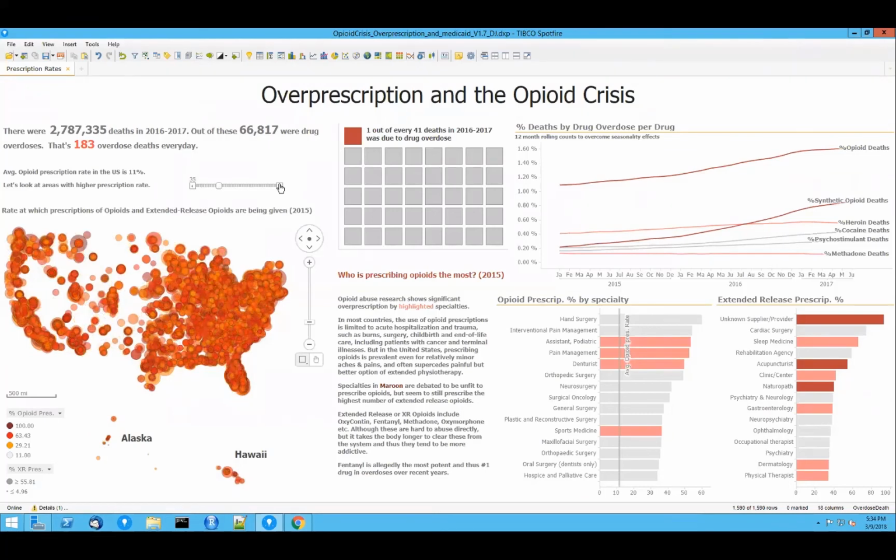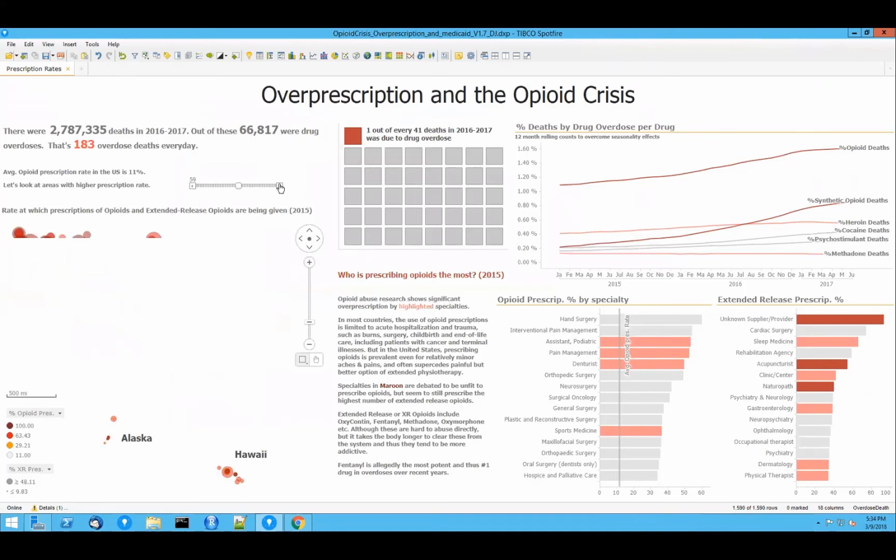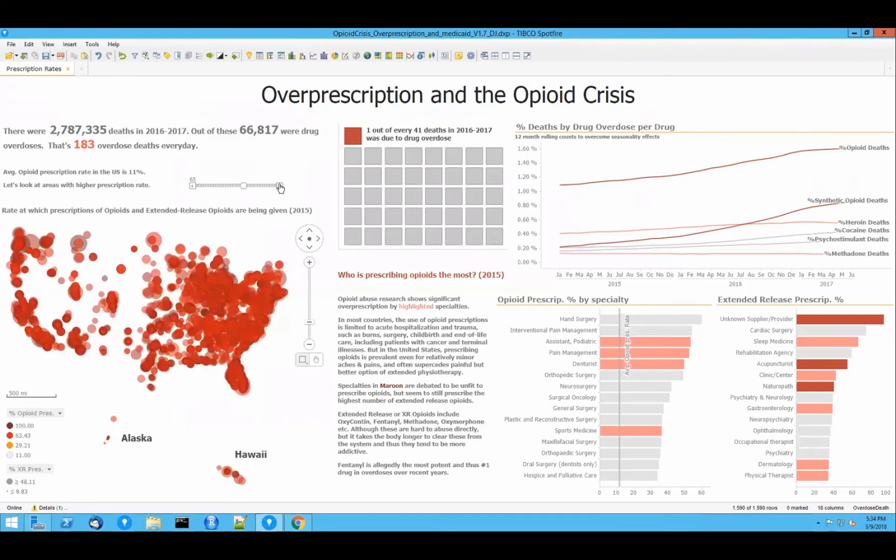Just going to keep increasing it, and you'll see that even at 44, 45, 50%, so every second prescription they are giving out is an opioid-related prescription. Even at 50%, we have a lot of dense data. There's a lot of data points, and this is at 70%. So even at 70%, you see that this is a huge pocket, and all of these are extended-release opioids, even in Hawaii.